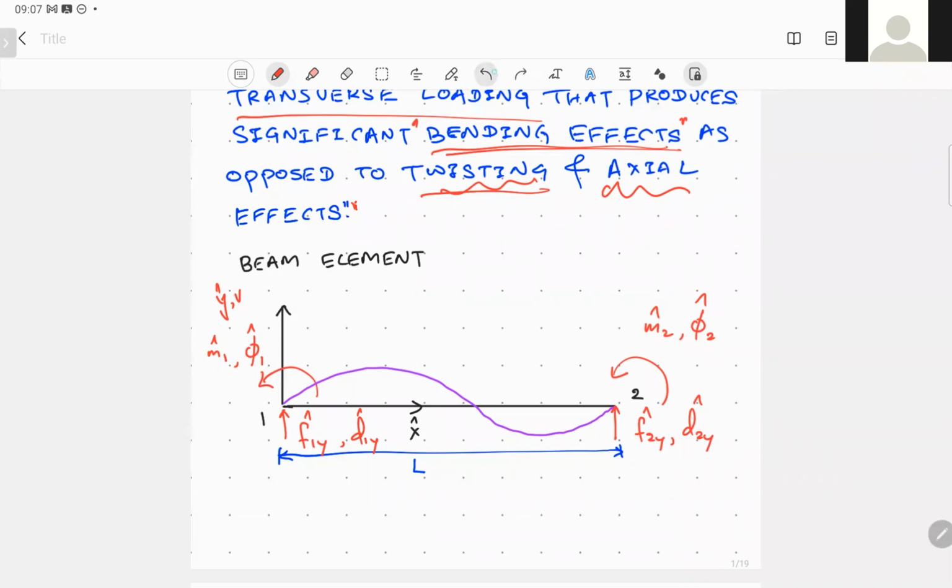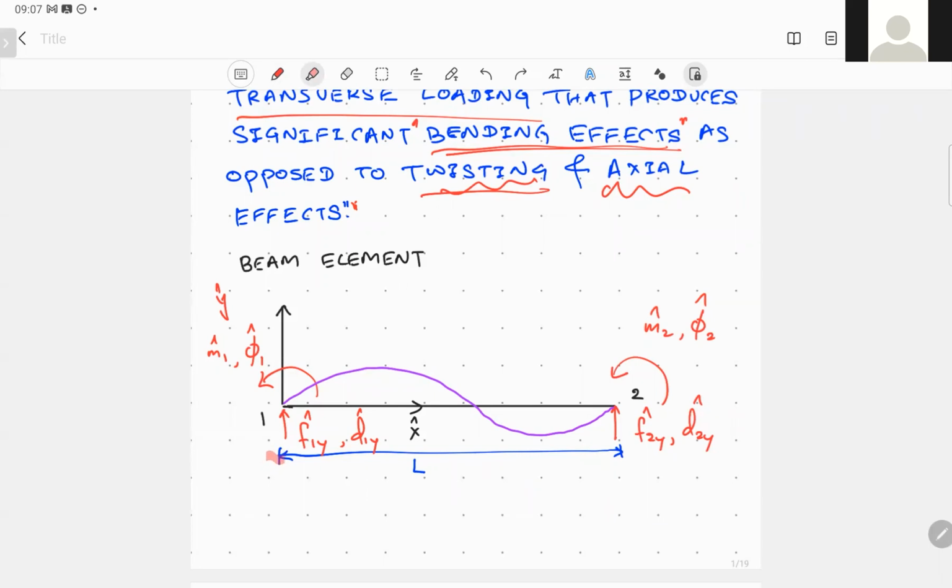Yeah, for the time being, we can mention it as y hat. So x hat and y hat are the local coordinate system which we define, and the purple color shows the deformed beam. So this beam, which has an initial length of L, has undergone certain deformations due to, let's say, a certain applied load. So what are the two deformations that we have considered in this case?